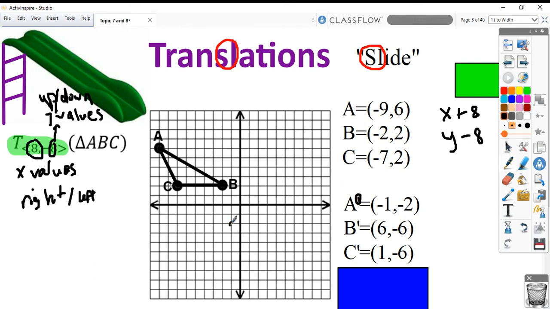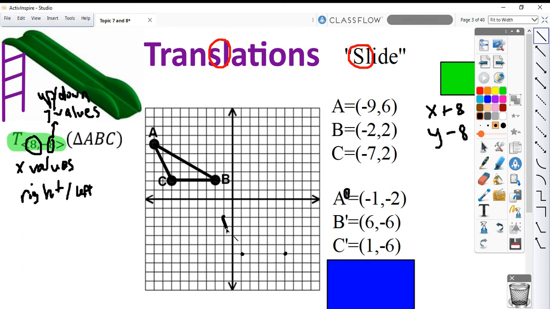We've got -1, -2. We've got 6 and -6. And we've got 1, -6. And this right here, what I'm about to put, this is your new translated triangle.